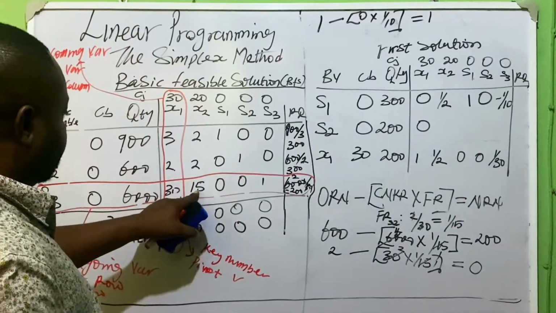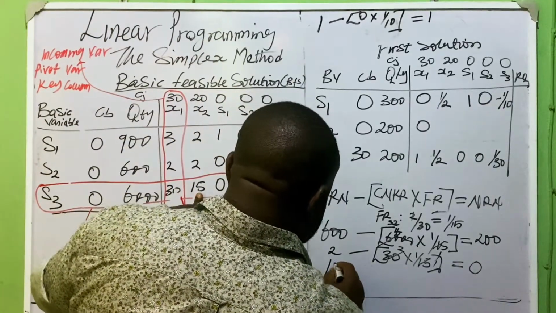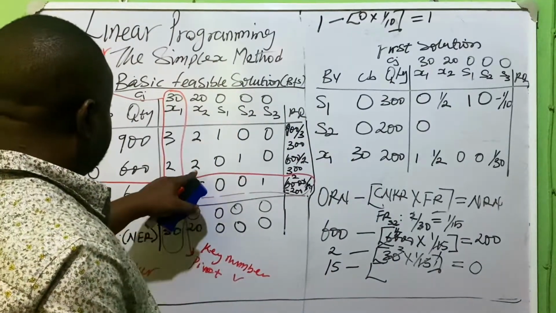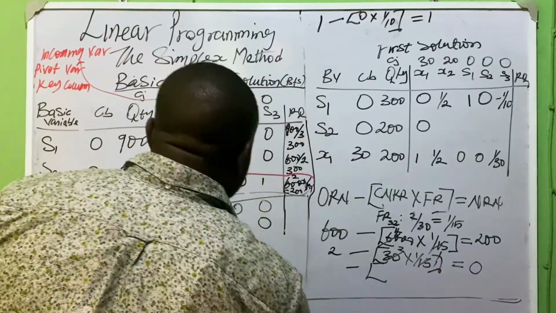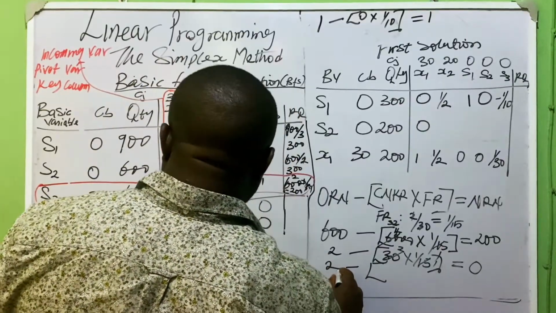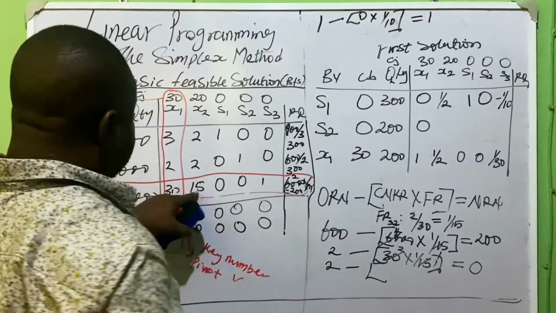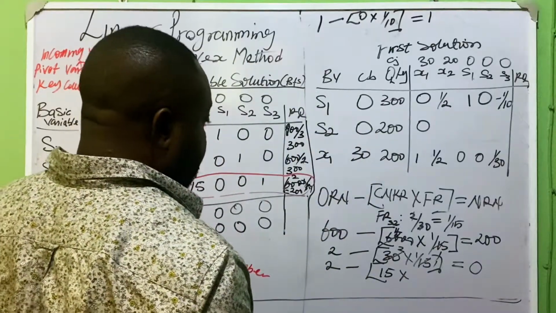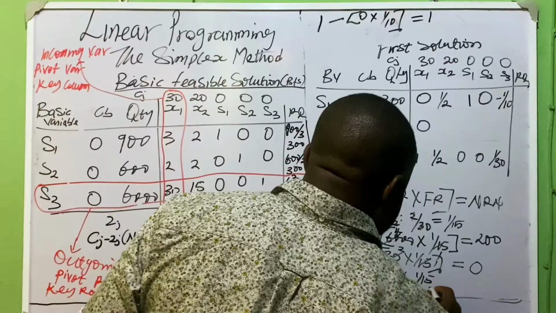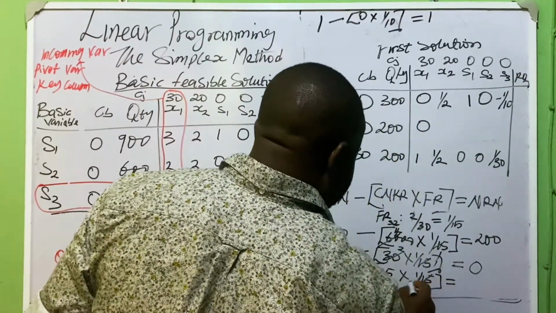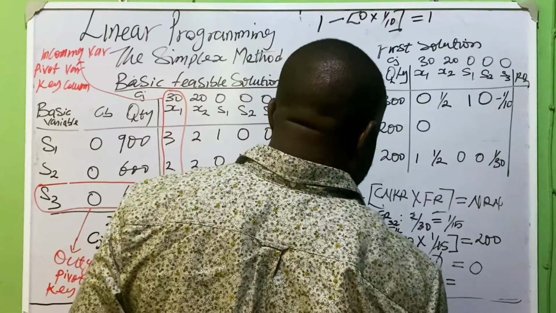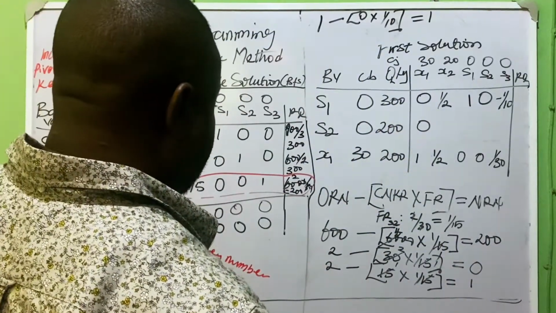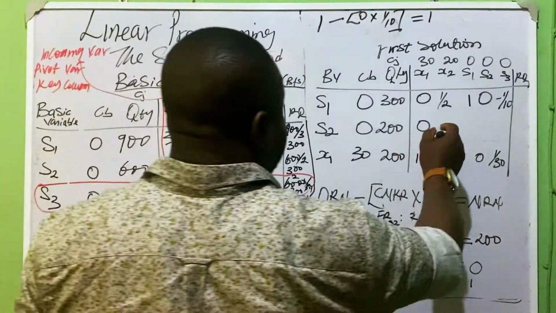Now the next one is to transform this 2, which is 2 minus the corresponding value, 15, multiplied by 1 over 15. 15 by itself gives 1, so 2 minus 1 gives 1. Alright, so we're going to have 1 here.